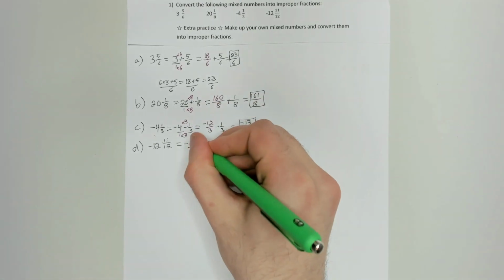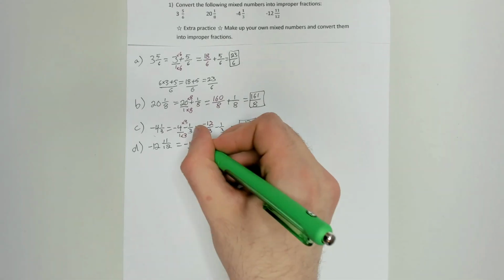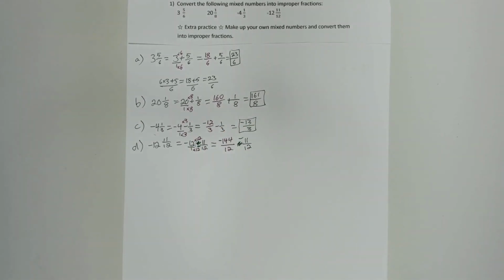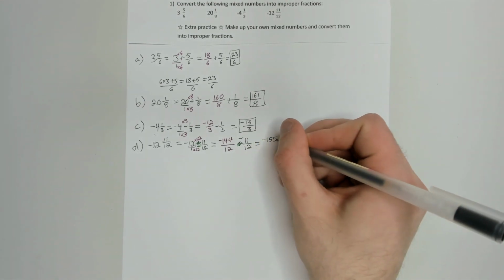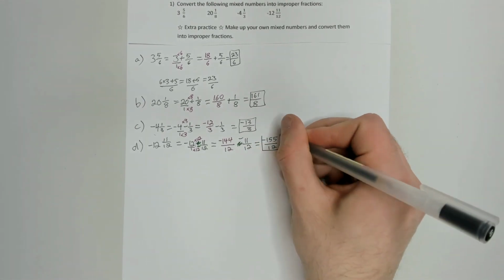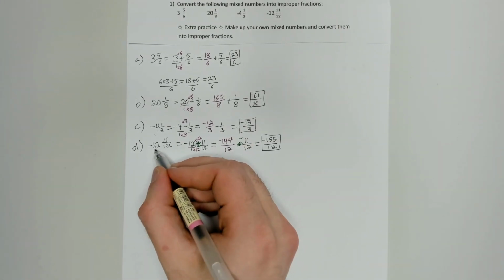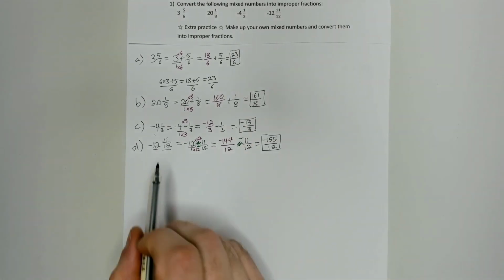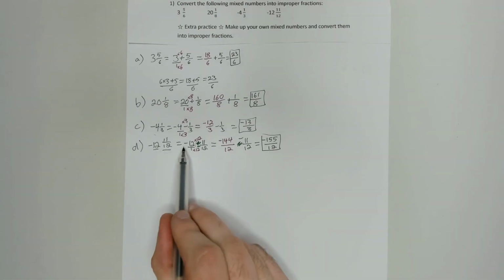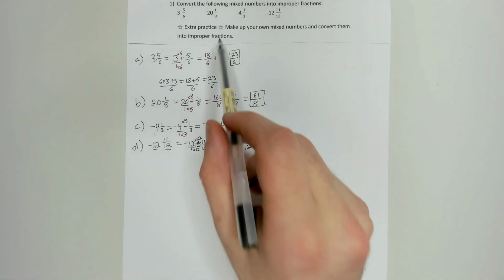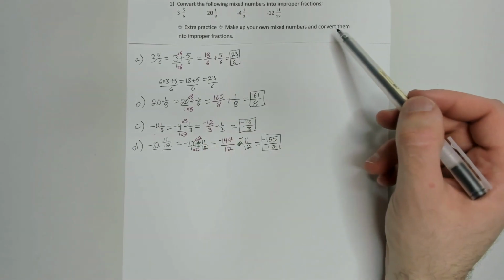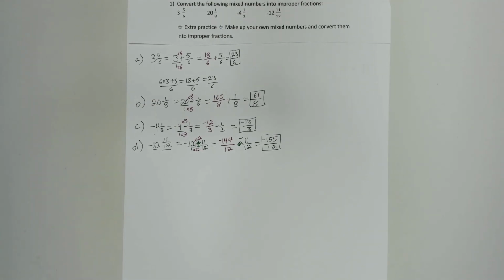So these should be negatives, not addition. And we are going to get negative 155 over 12 as our final answer. So remember, if you have a negative here, it's both this and this that are negative. Both the whole number and the fraction part are negative. So it's negative 12 minus 11 over 12, not plus like I did right there. Okay, so that's question 1. And if you want some extra practice, just make up your own mixed numbers and convert them into improper fractions, just like we did here. All right, let's move on to question 2.